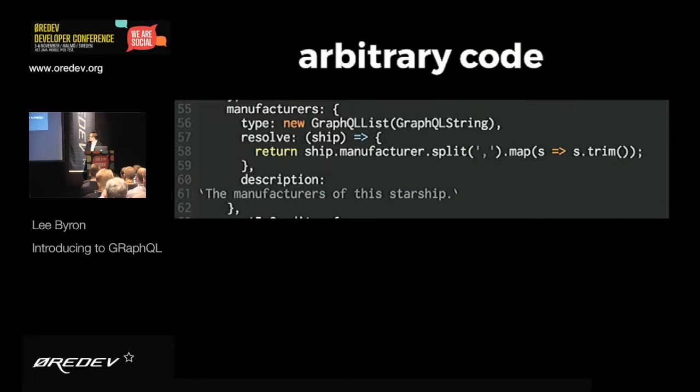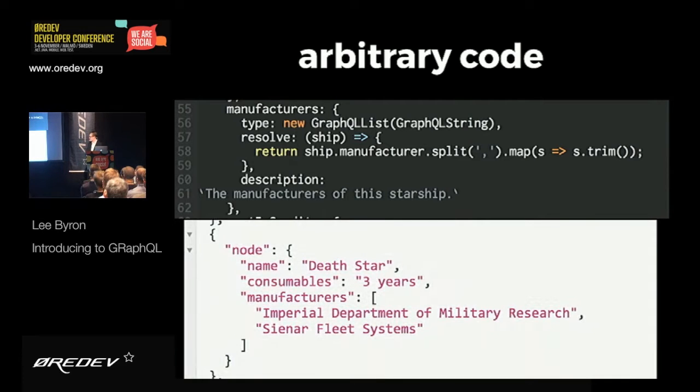So here we go. We went in our code and said, we got a list of strings here, is actually what we want. Once we get the manufacturer, which in the REST model is modeled as a string, we're going to split it by string and trim it up a bit. Problem solved.